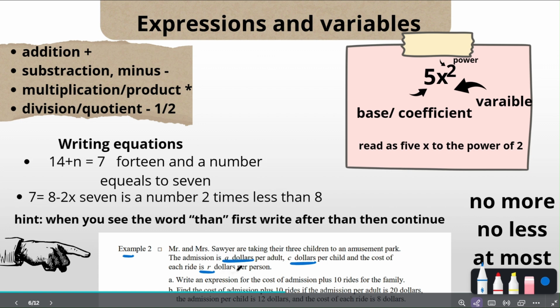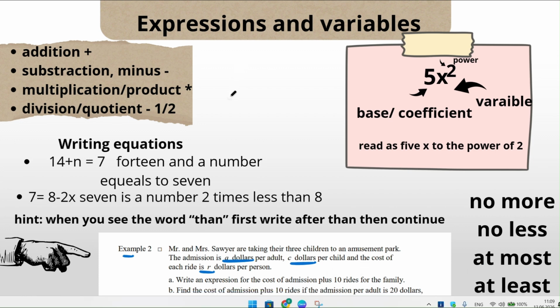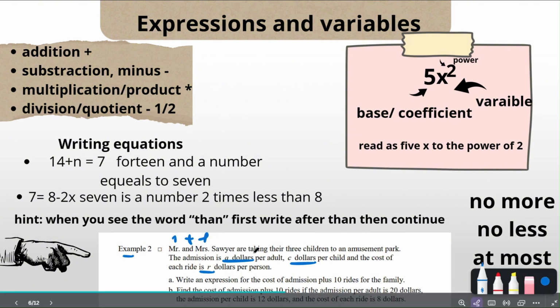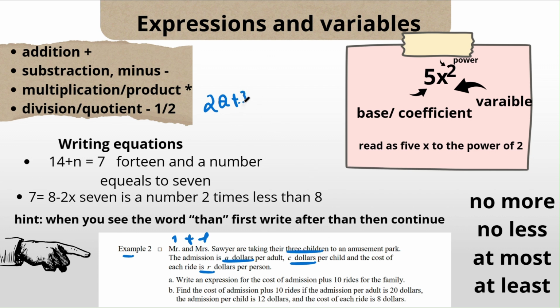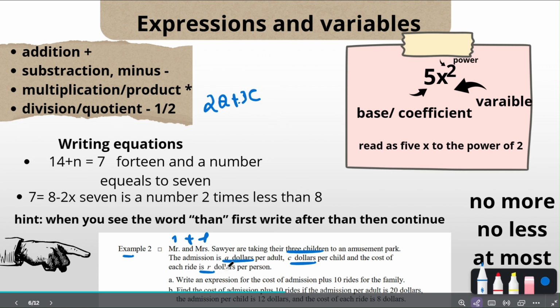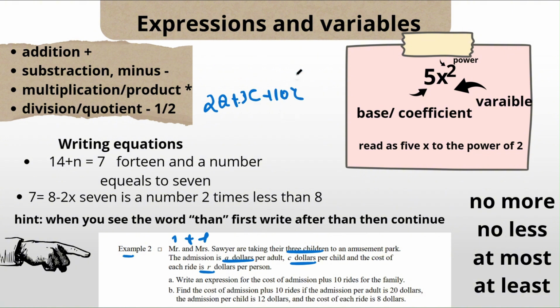The question asks: write an expression for the cost of admission plus 10 rides for the family. If we were to set up an equation, we would write it like this. Mr. and Mrs., so there are 2 people, and they are adults because they are taking their children. Which means that we have 2 adults, 2A, plus how many children? 3 children, 3C. And it also says the cost of each ride is $10. We don't know how many rides there are, but we know that one ride costs $10. This is how we set up an equation.